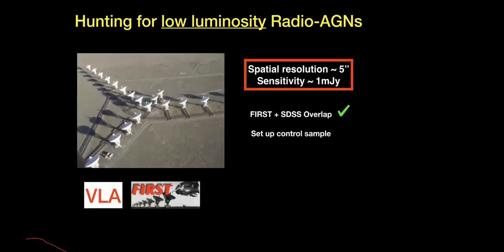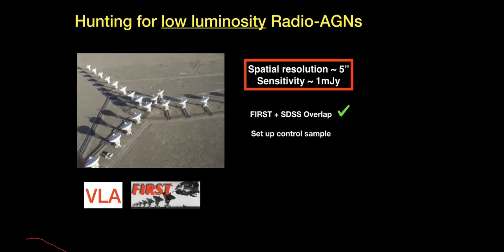So we are hunting for low luminosity radio AGNs here. The first point is that they are not super bright like the quasars or radio galaxies that I was showing you before. These are pretty faint, so they should be hard to find. So we looked at the VLA FIRST survey. This gives us radio data at a frequency of 1.4 gigahertz, wavelength of 20 centimeters. The sensitivity is 1 millijansky. Now, the greatest advantage of this survey is that there is almost 100% overlap in sky coverage between FIRST and SDSS MaNGA.